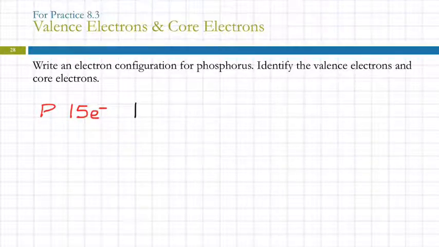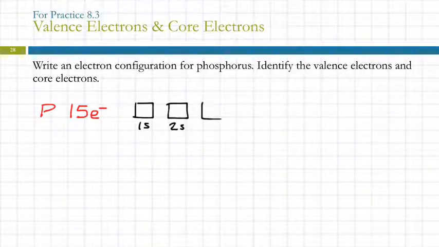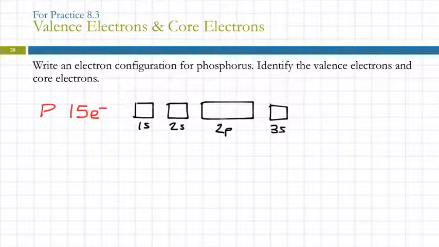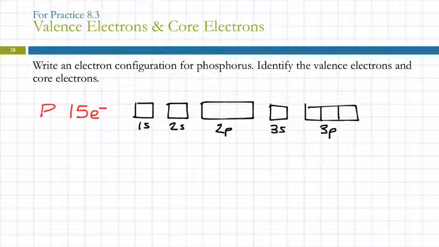So there's 1s and 2s and 2p and 3s and 3p. Everything's kind of nice and predictable up to this point. So let's put our electrons in there: 1, 2, 3, 4, 5, 6, 7, 8, 9, 10, 11, 12, 13, 14, 15.